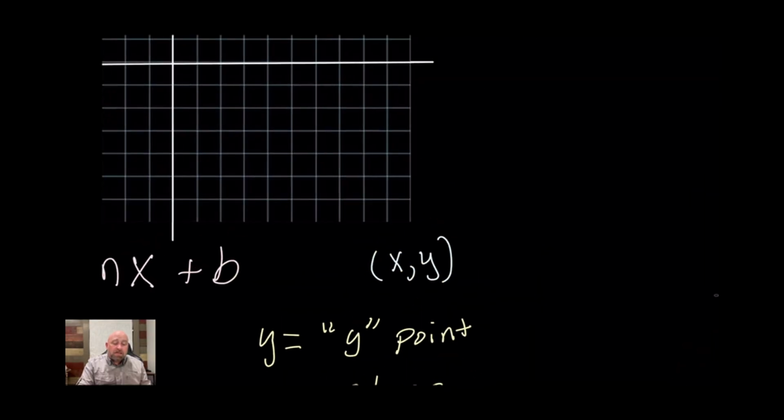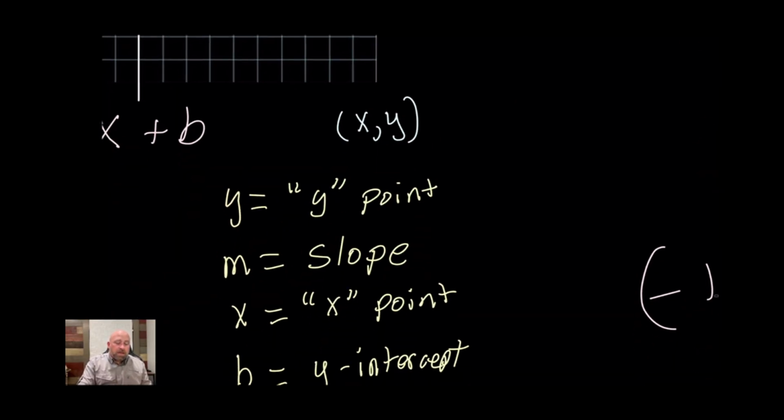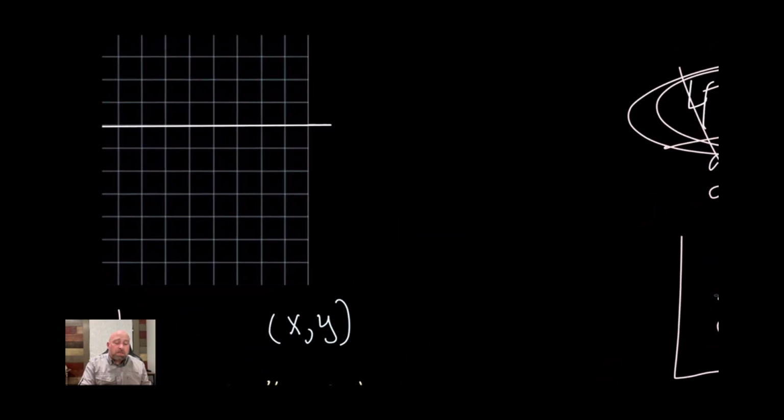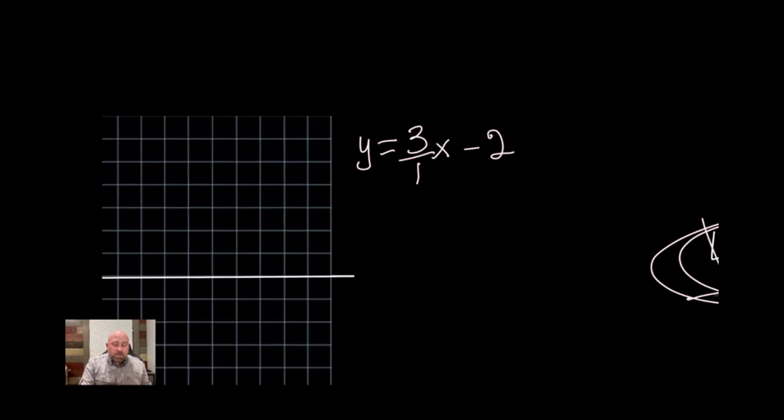The m is the slope. Do we have that? Yes, we do. That 3, or you could write it 3 over 1, that is the slope of this line. The x is the x point. We don't have that. And then the b is the y-intercept. So we do have the y-intercept. So if the slope is 3 over 1, and then what is the b? The b is -2. Remember, that's the y point because it's a y-intercept. So it would be 0, comma, -2.